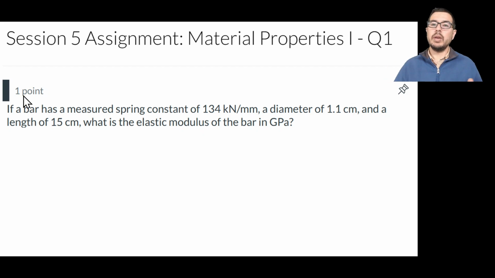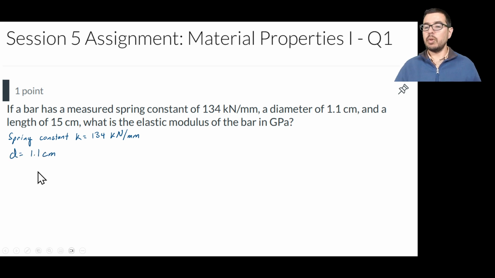In this problem, we have the opportunity to look at the relationship between a spring constant, a diameter, and a length of a bar with respect to the elastic modulus that we're trying to calculate of the material that makes up the bar. So let's start by writing out what the spring constant is. Let's also include the diameter as 1.1 centimeters. And we'll also include the length, which is 15 centimeters.